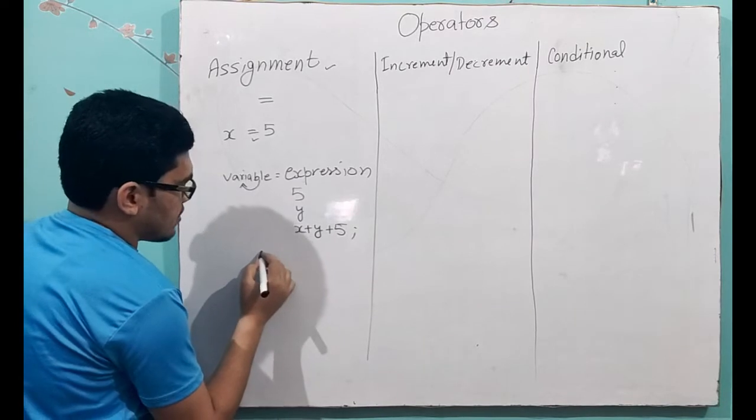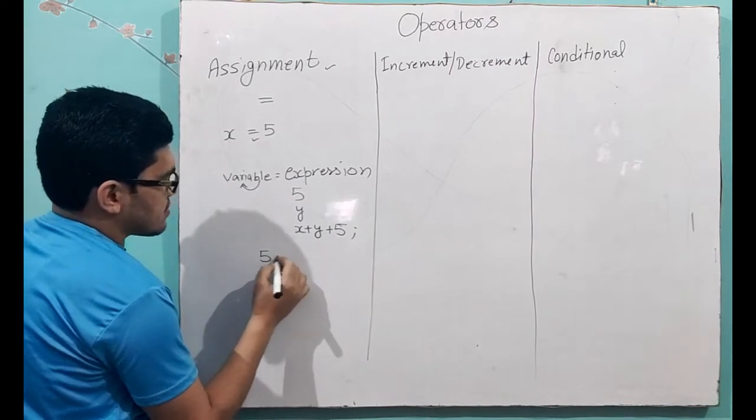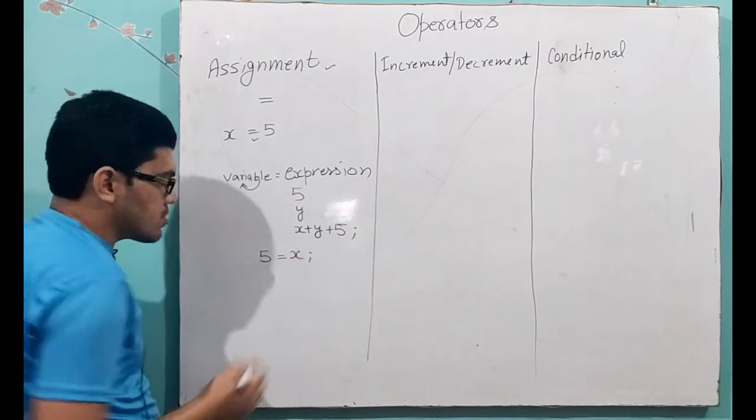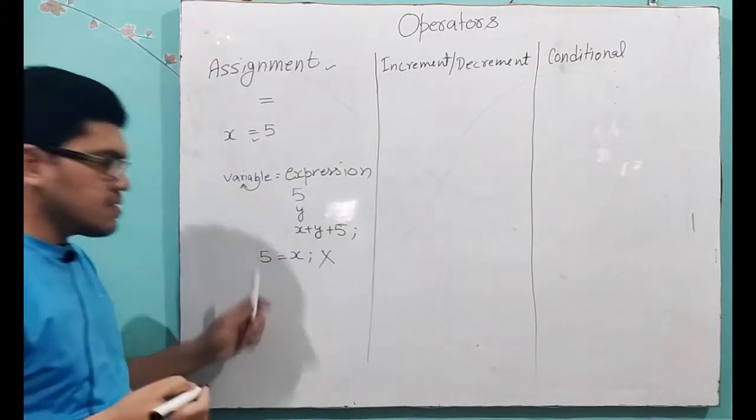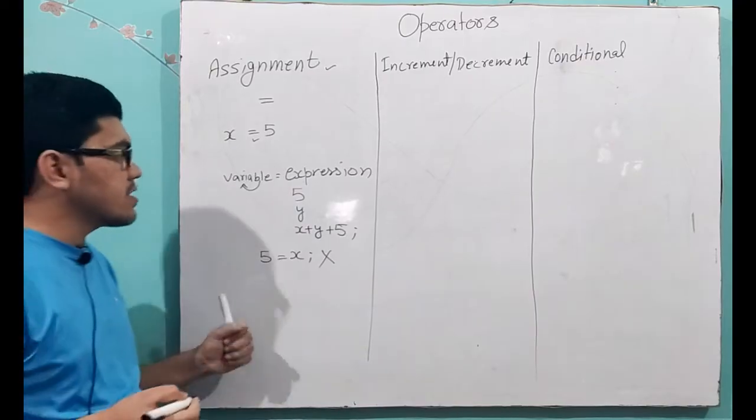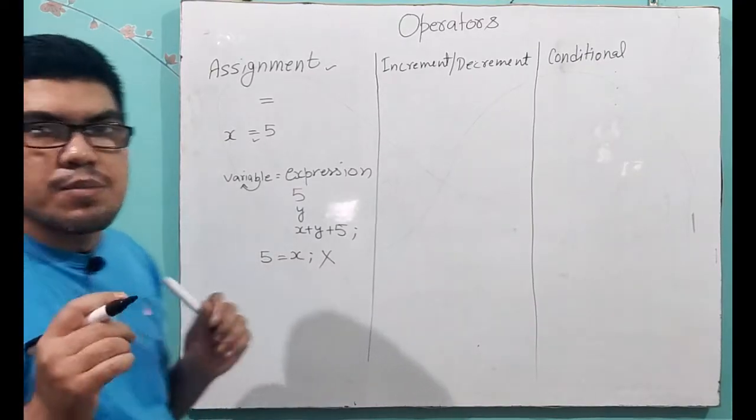If I write like this, 5 = x, wanting to assign 5 to x, I cannot do that. This is incorrect, because on the left side there should be a variable only.